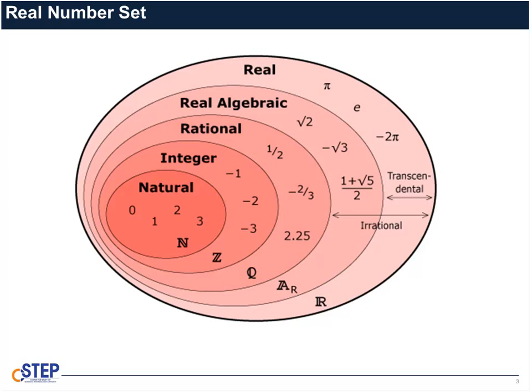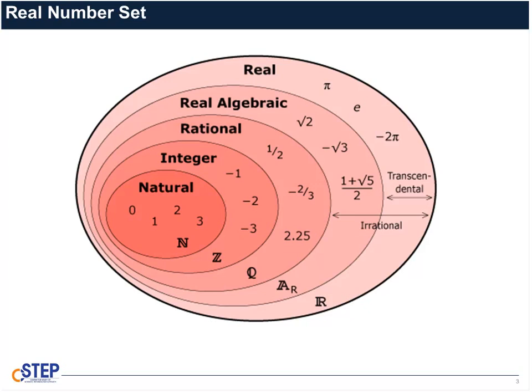Rational numbers are numbers which lie between the integers. Suppose 1 and 2 are two integers, so rational numbers should lie between 1 and 2. And a rational number should be represented as A by B, where the GCD of A and B is 1. Suppose take 1 by 2 or 2 by 3. The GCD of 1 and 2 is 1. Similarly, the GCD of 2 and 3 is 1.